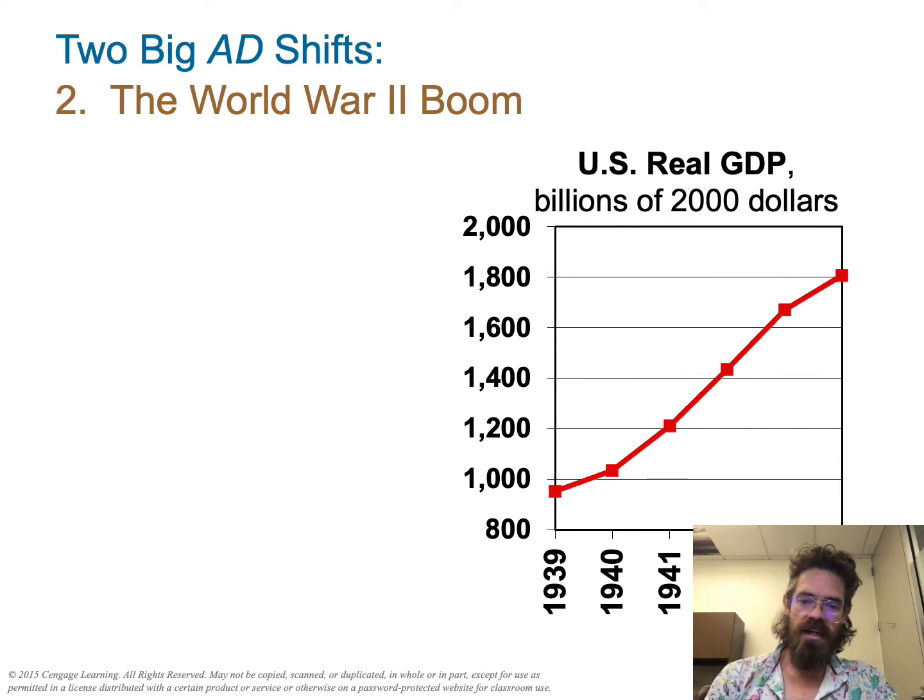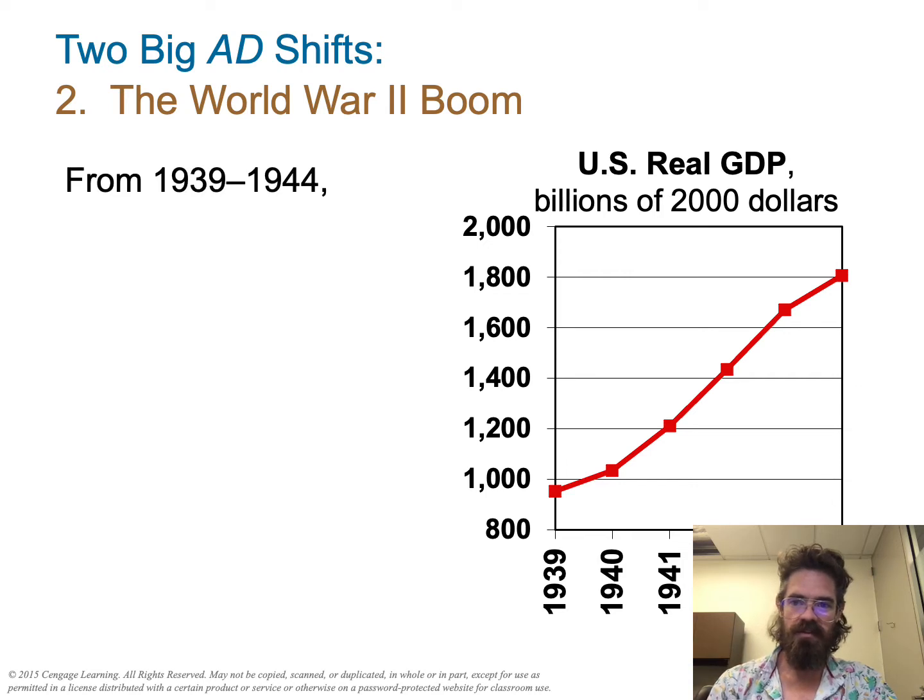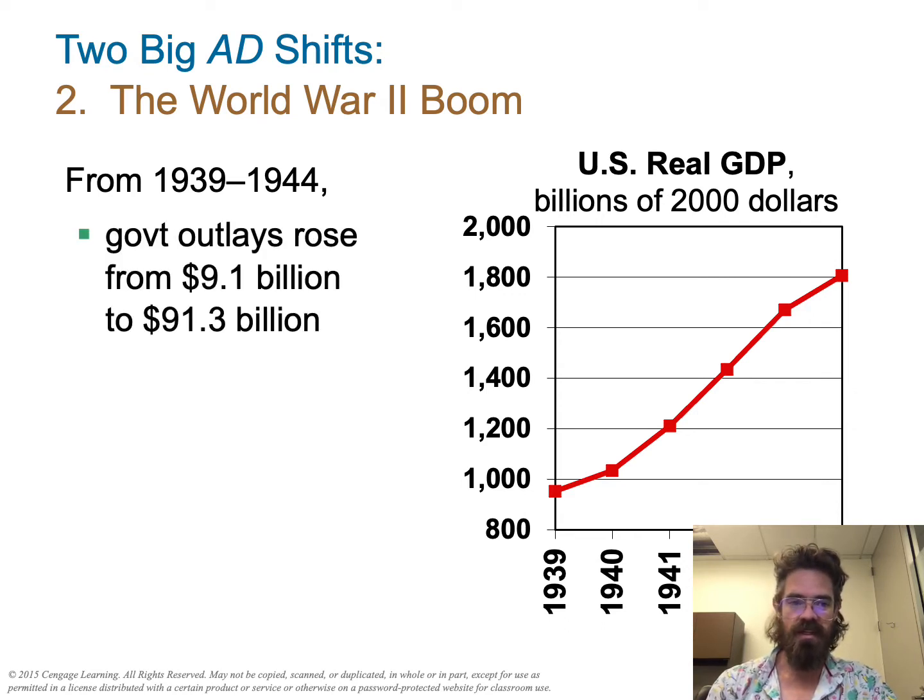Well, what got us out of the Great Depression? It turned out to be World War II. Now we continue on from 1939 to 1944. In that time period, the government started spending a lot of money on the war effort, to combat Nazi Germany and Japan and Italy. Government spending rose from about 9 billion all the way up to $91 billion. So a huge increase in government spending.